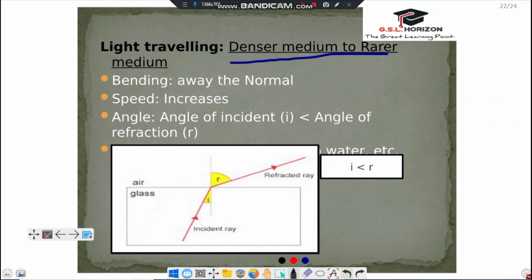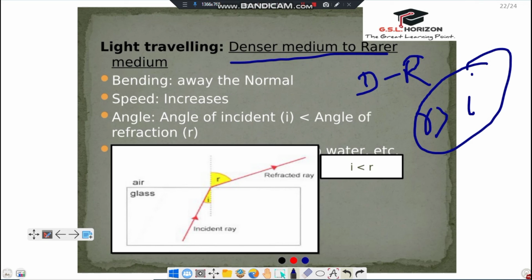Next, light traveling from denser medium to rarer medium. In this case, the angle of refraction is greater than the angle of incidence. The refracted ray is away from the normal, and the speed also increases. So friends, we can understand it: the angle of incidence is less than the angle of refraction.